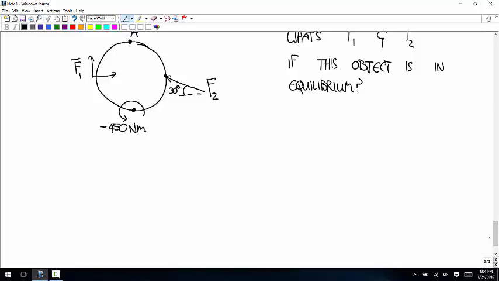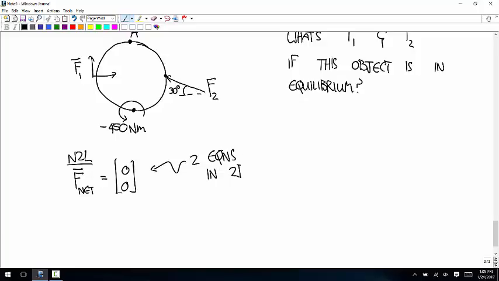So we're going to use Newton's second law and the moment equation. Newton's second law says the sum of the forces, or the net force, is equal to 0. That gives us two equations in 2D. And the moment equation says the net moment about A is equal to 0. That gives us one useful equation in 2D.